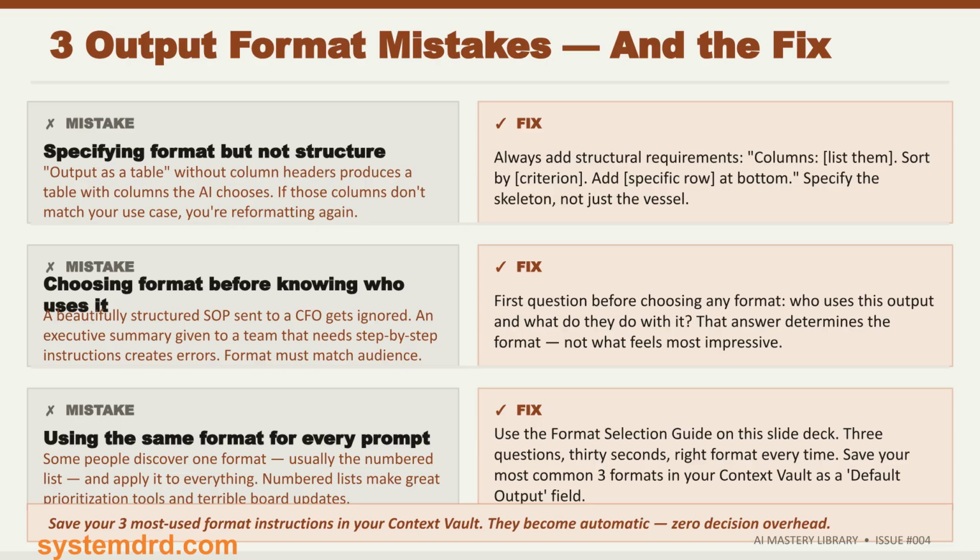Mistake 3. Using the same format for every prompt. Some people find one format, usually the numbered list, and apply it to everything. Numbered lists make great prioritization tools. They make terrible board updates. Fix: use the format selection guide. 3 questions, 30 seconds, right format every time.